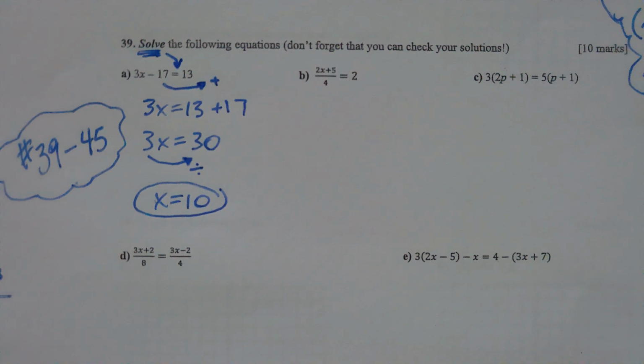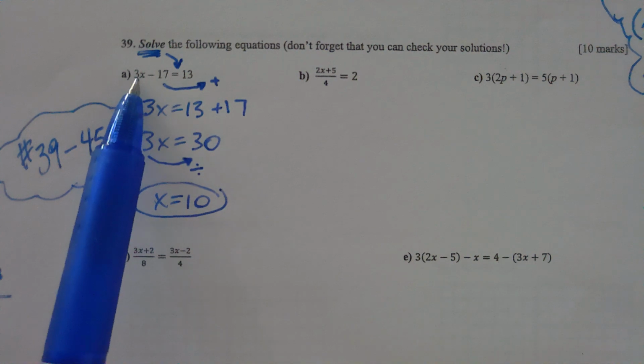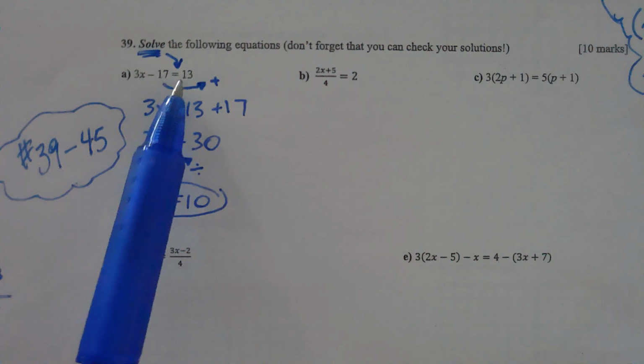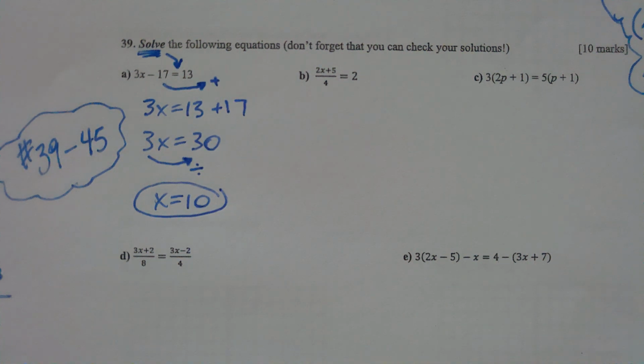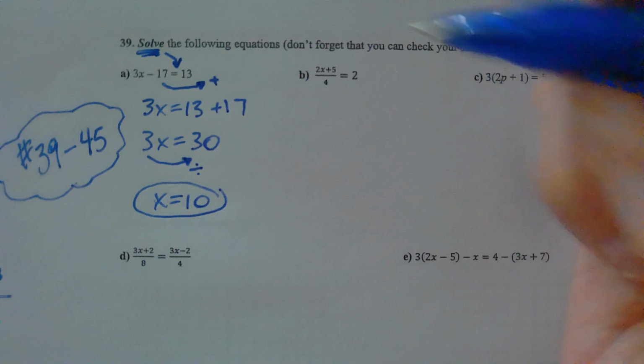Yeah, Jasmine. Right, so 3 times 10 is 30. 30 minus 17 does give me 13. So I know I got it correct. Good job.